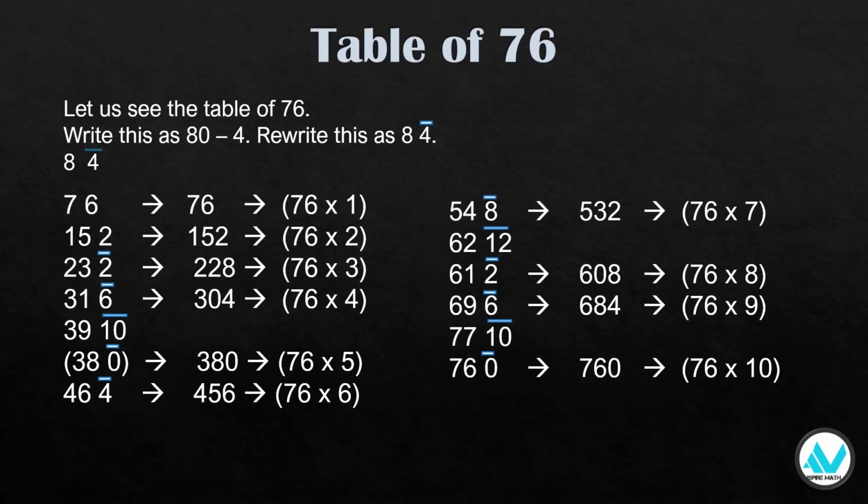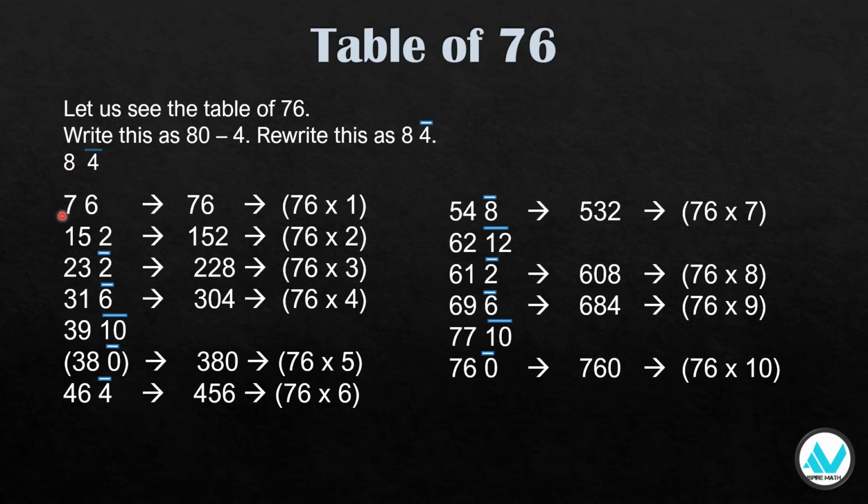Finally, let us see one last table, that is the table of 76. Now 76 is closer to 80. So let me rewrite this as 8 minus 4, which can be written as 8 and bar 4. Now bring this down here. I'm going to write here 8 bar 4 and the table, that is 76, here.